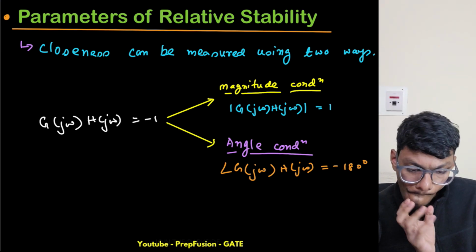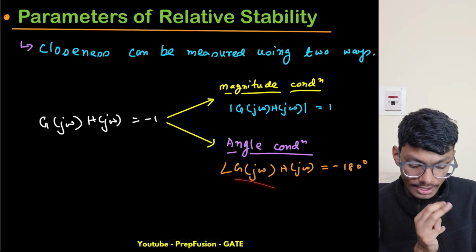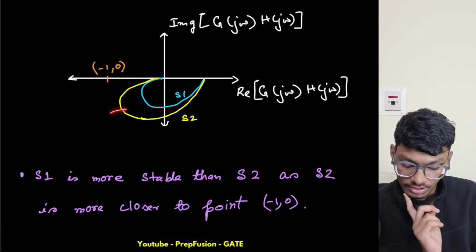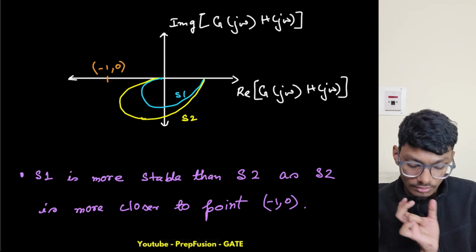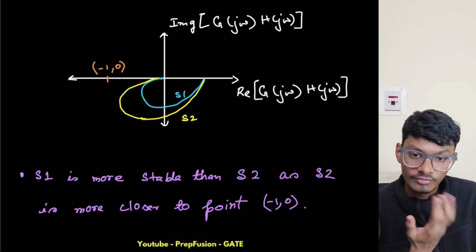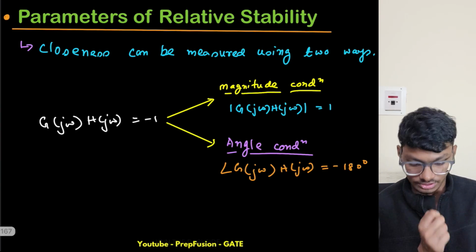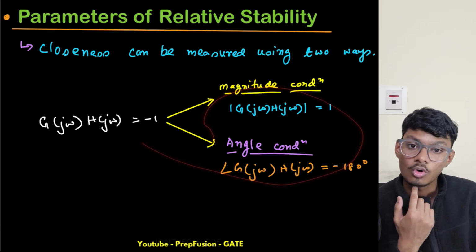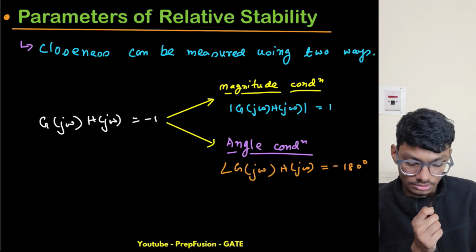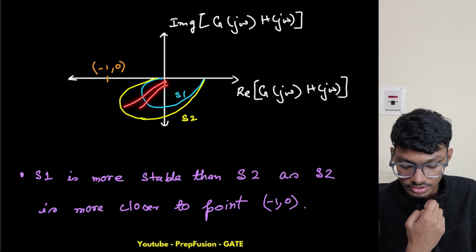So I can measure the closeness in two ways. I can see at some particular frequency how close it is to my -180 degrees. And at some particular frequency, when is my magnitude getting to 1, and when is the phase angle getting to -180? If we proceed in the lecture, you will understand. It may so happen that these two occur at different frequencies. When my magnitude is 1, that frequency will be different. Here my magnitude can be 1 anywhere in between, and here also.